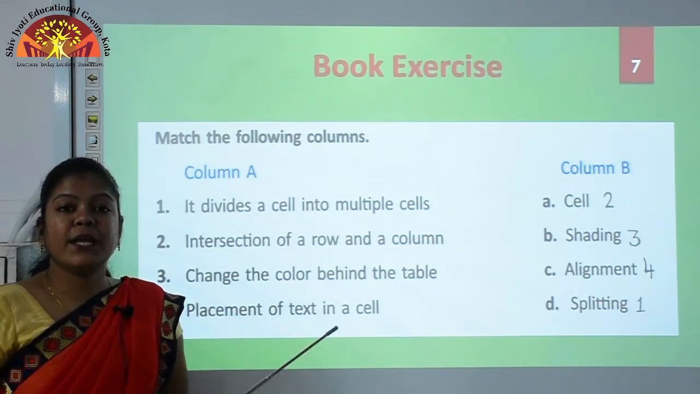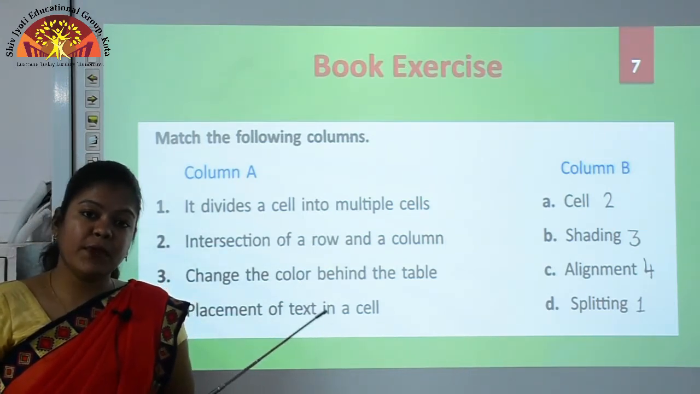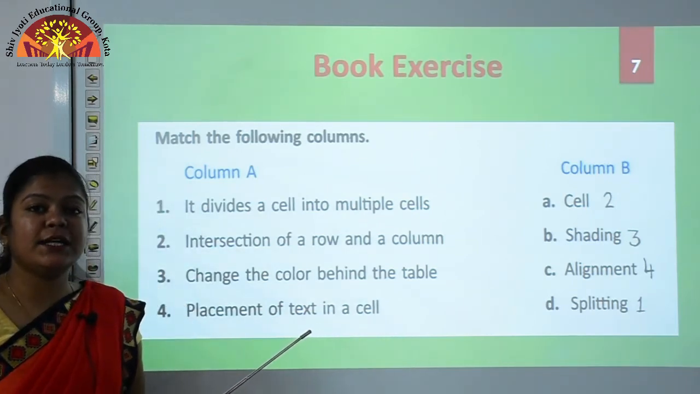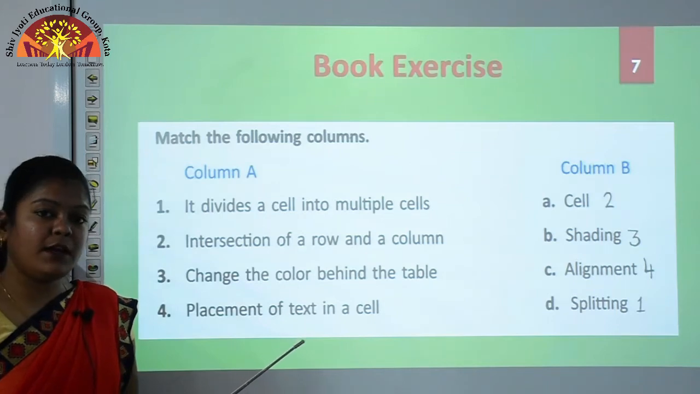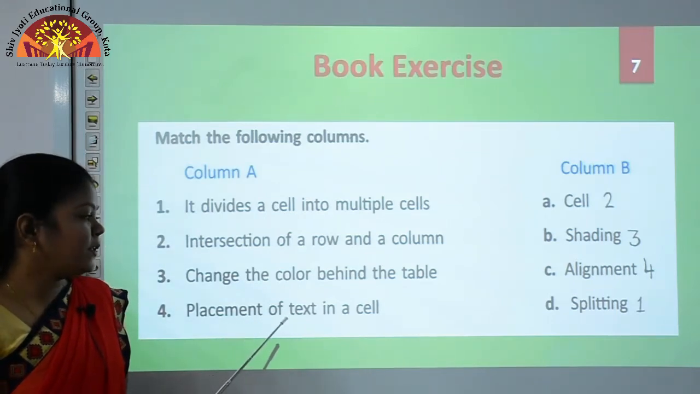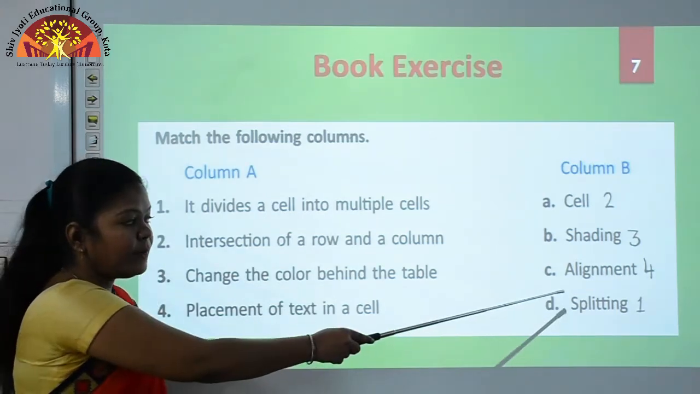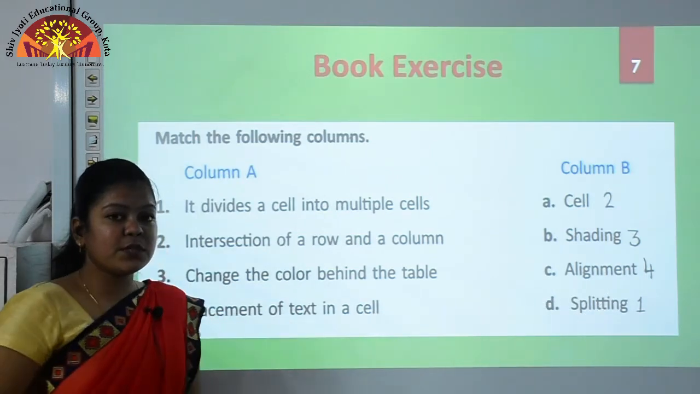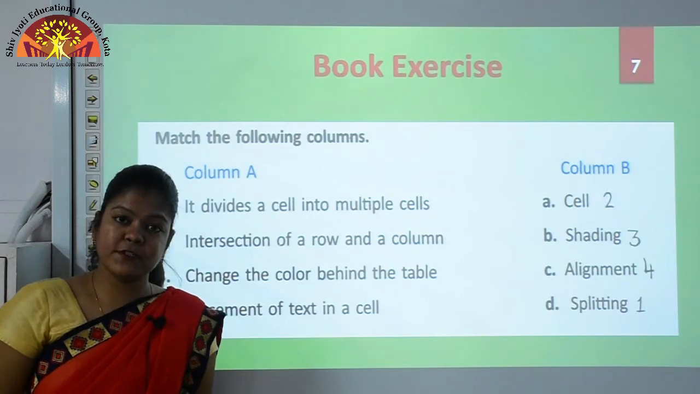Students, we can place text in the cell by 4 types. We have left alignment, right alignment, center alignment and justified alignment. So placement of text in a cell is known as alignment. So this is your correct option. Write here four. I hope students you have understood the book work of this chapter.